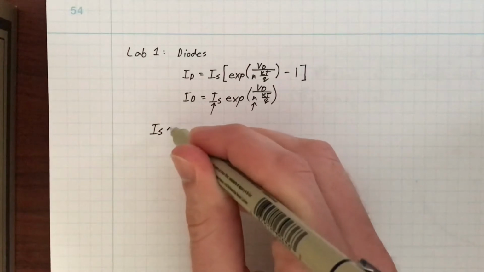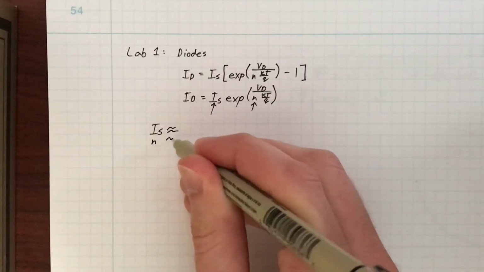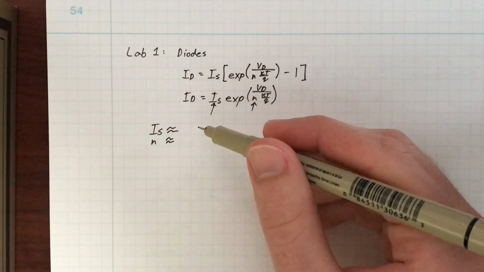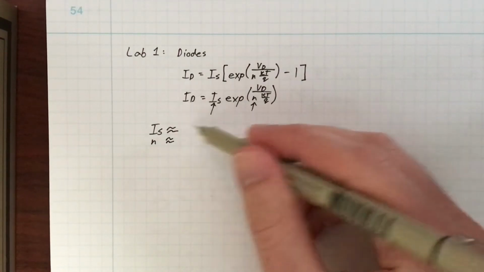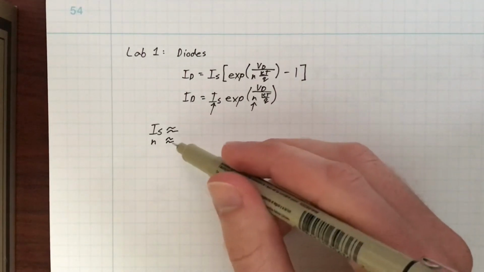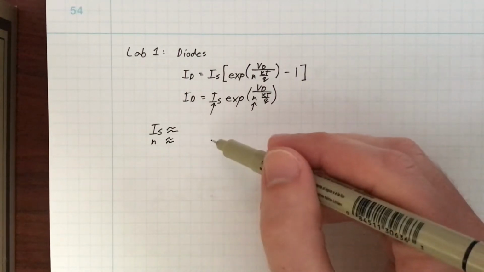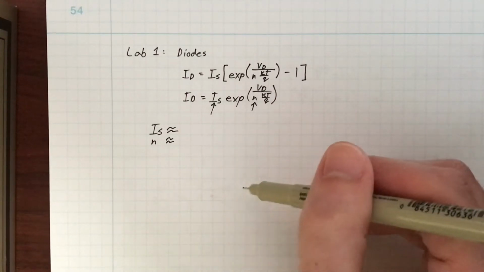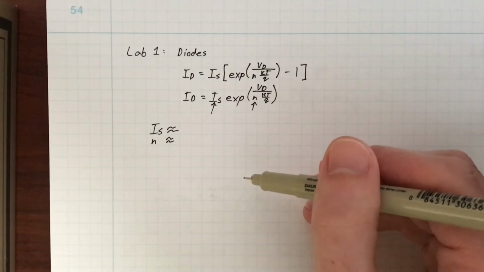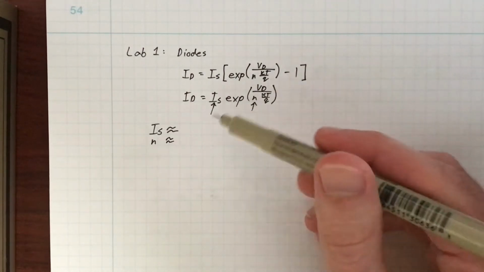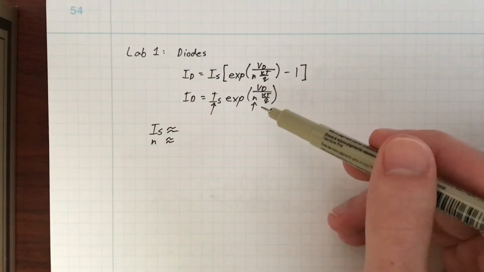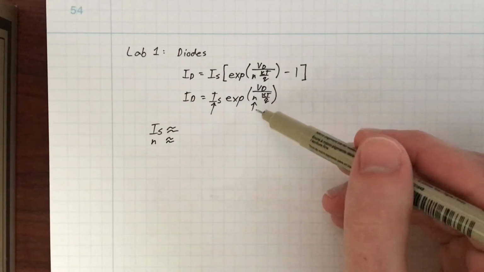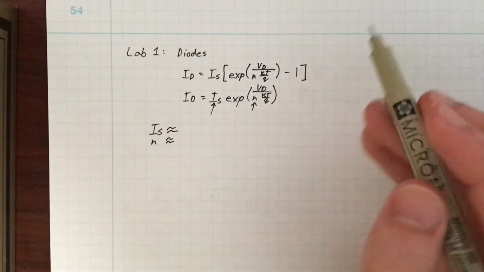So just give some range for N and IS. Doesn't have to be perfect, but is IS microamps, 10 microamps? Could it be nanoamps? What kind of levels are you expecting? And similar for N, what range of values would you expect for N? The next part of the pre-lab asks you to, given some ID versus VD data that we're going to extract in the lab, how would you determine N and IS from the data?